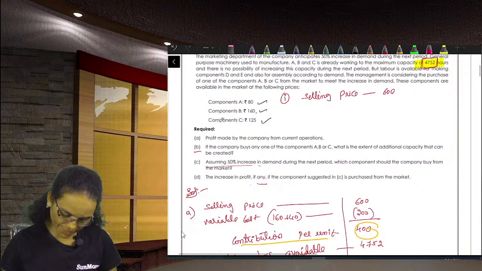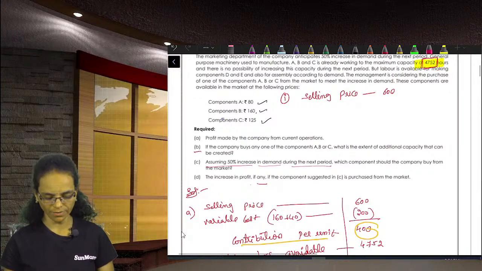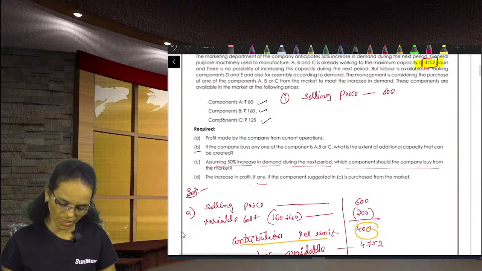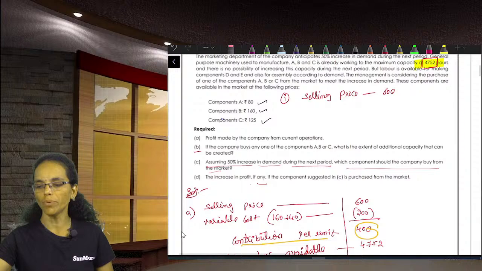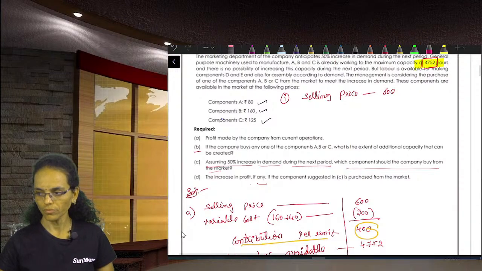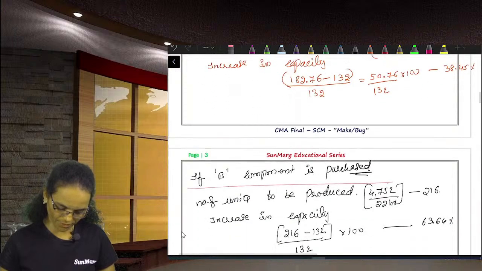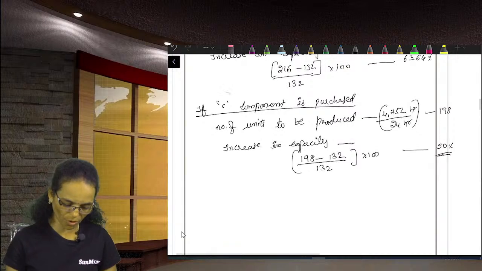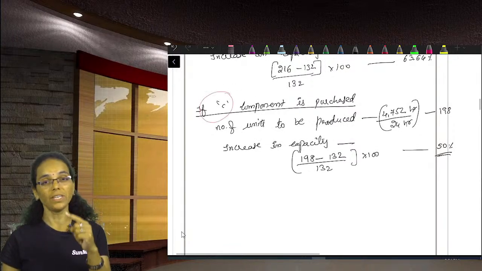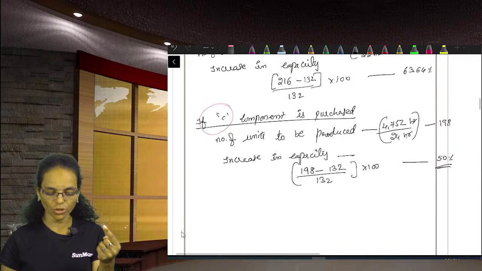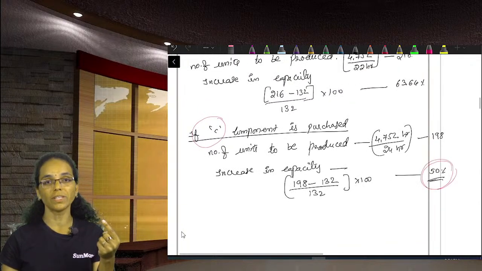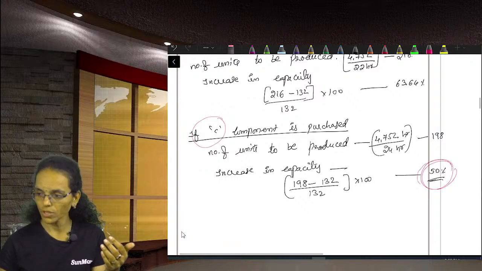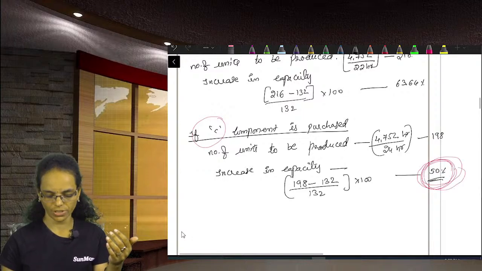Assume 50% increase in demand during the next period. If there is an increase in the demand for 50%, which component should the company buy from the market? Which component should buy from the market? See, if there is a 50% increase in the component, it is obviously to go for component C. If component C is purchased from the external market, then we are able to meet the demand of 50% demand from the market. So component C is to be purchased.